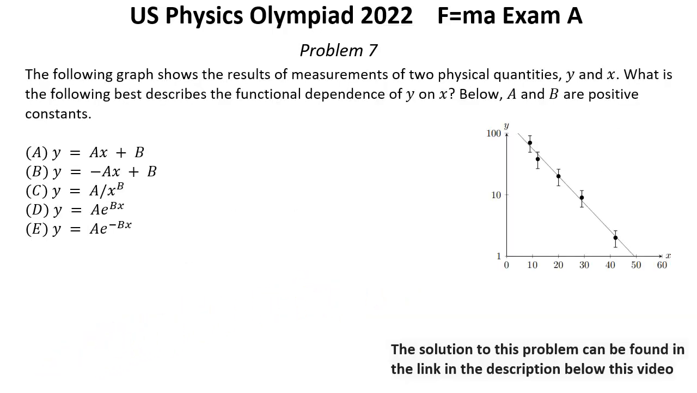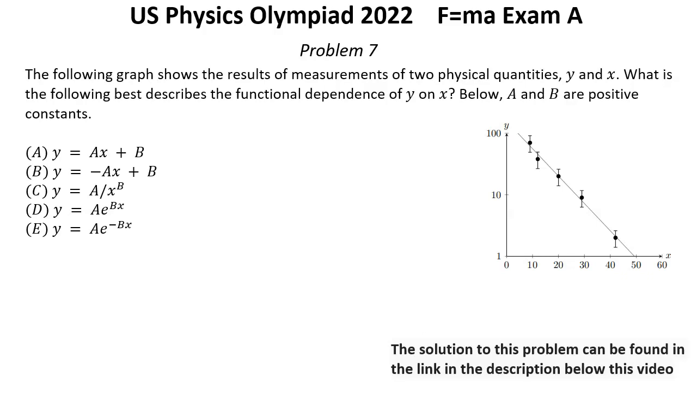Problem number 7. The following graph shows the results of measurements of two physical quantities y and x. Which of the following best describes the functional dependence of y on x? Below, a and b are positive constants. Solution for problem number 7.